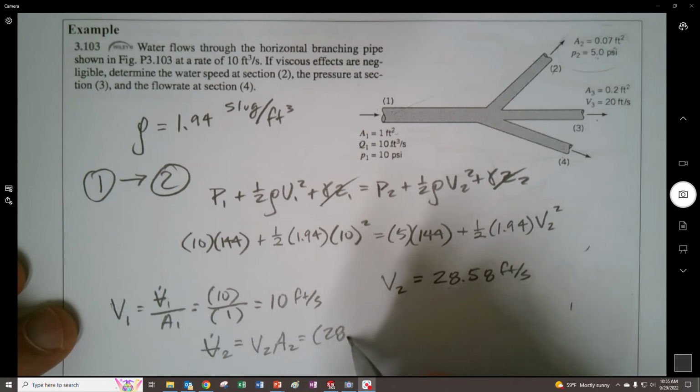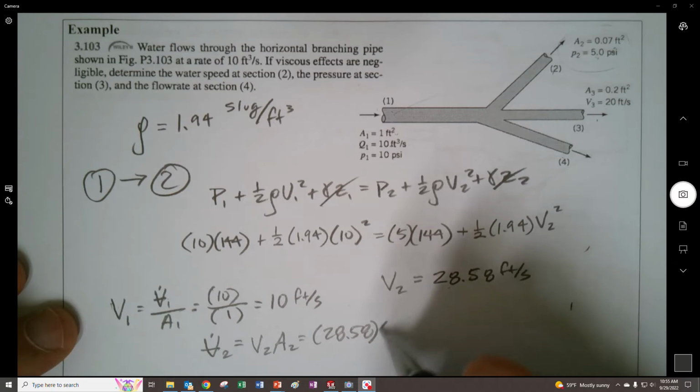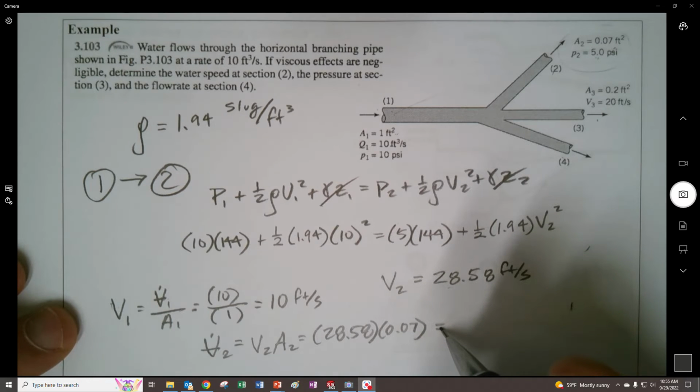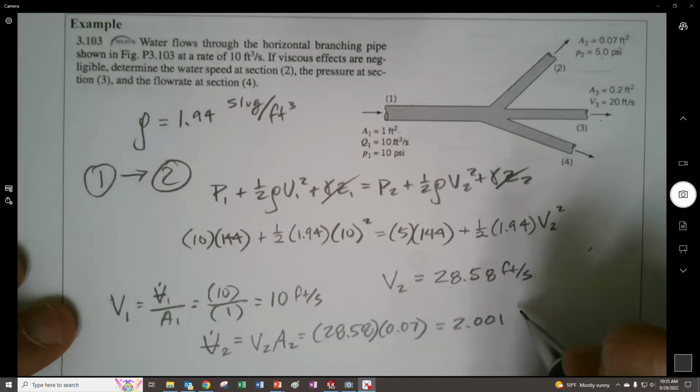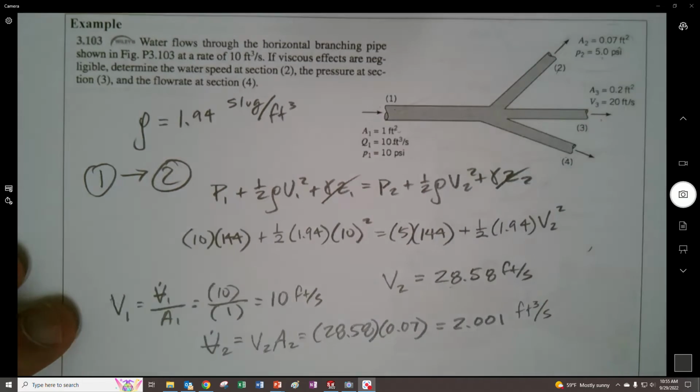So 28.58 and 0.07. And what we're left with is... where'd I go? Oh, no, okay. 2.001. We could just think of it as 2. It's probably a round off error somewhere in there. I think they did this on purpose.